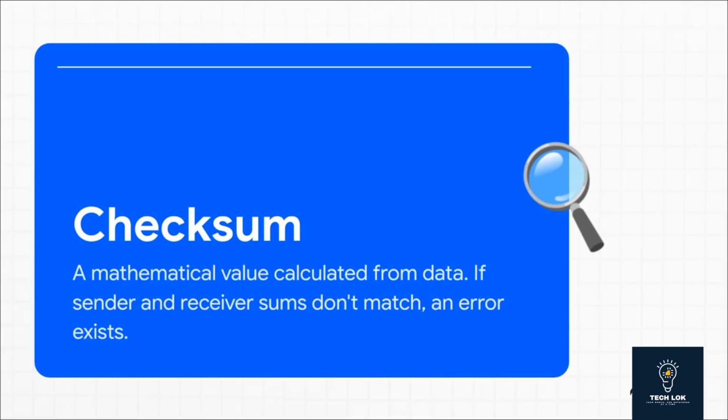A checksum is kind of like doing a math problem to verify your work. The sender runs a calculation on a block of data, and it produces a unique number. That's the checksum. It sends this number along with the data. The receiver on the other end runs the exact same calculation. If it gets the same checksum, the data is good to go. If not, you guessed it, it asks for a resend.